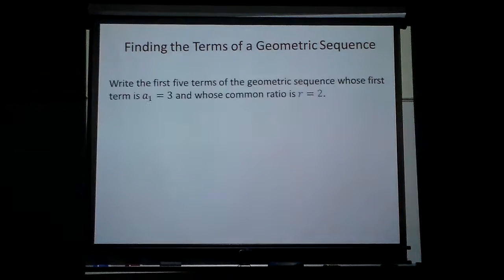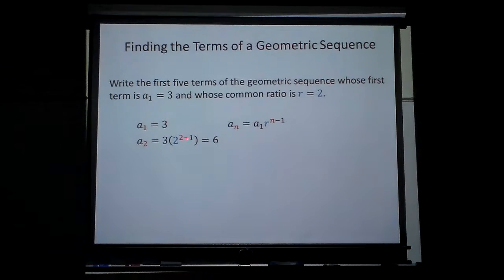So what that means is this. Here's how we're going to apply it. Write the first 5 terms of a geometric sequence whose first term is a_1 and the common ratio is r. Well, let's just go plug it in. a_1 is 3, r is 2, and how many terms are we going to do? We're going to do 5. So here's our first term.